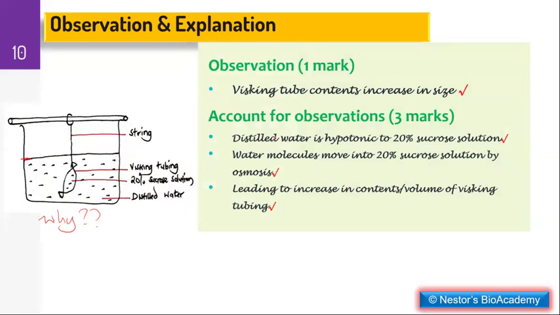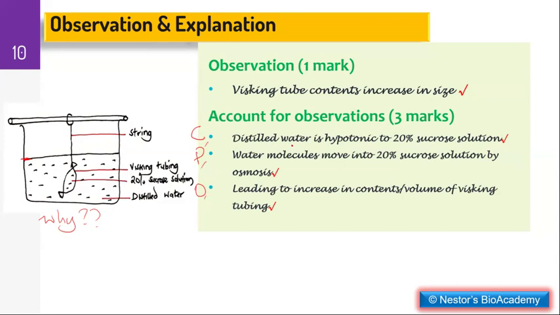When you are to account for the observations made for the 3 marks, one, you need to compare the concentrations of the two liquids given. So distilled water is hypotonic to the 20% sucrose solution. So water molecules will move into the 20% sucrose solution by osmosis, second mark, leading to increase in contents or the volume of the Visking tubing, for the 3rd mark. So you can see clearly there's a comparison here. There's mention of the process taking place, and it is all related back to the observation made there.